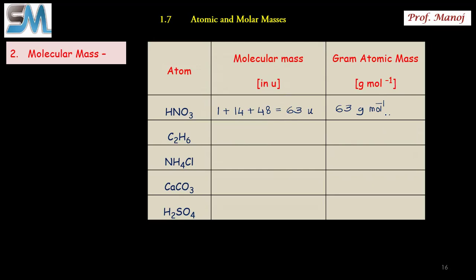As I usually tell you in my other videos, if you're solving problems, better you pause the video, do it on your own, and then check the answers. 2 times carbon, 12, plus 6 times hydrogen. So this is going to be 30 U, or 30 gram per mole.